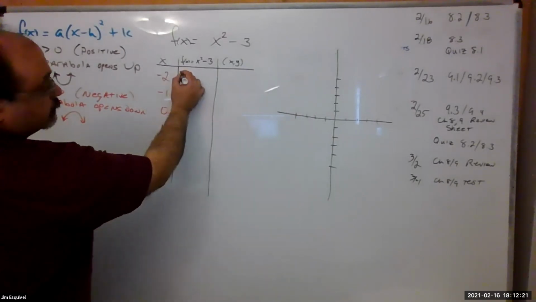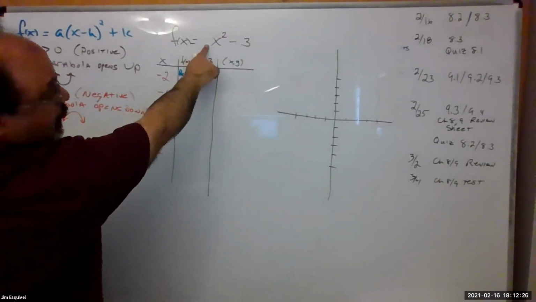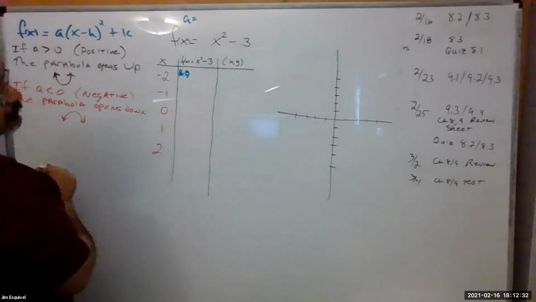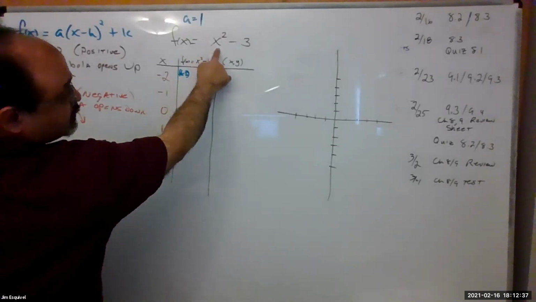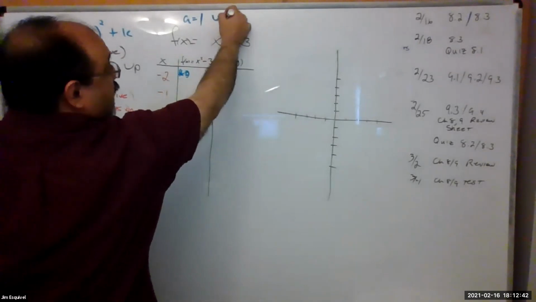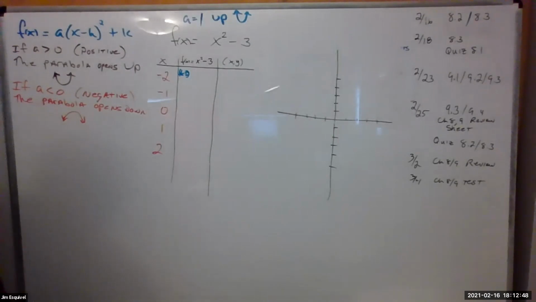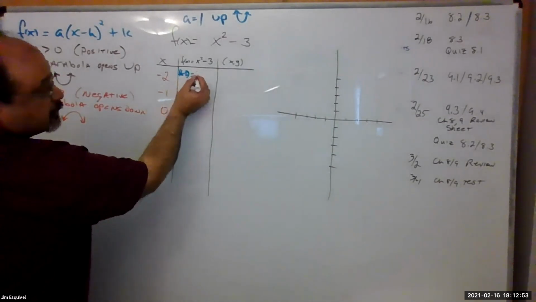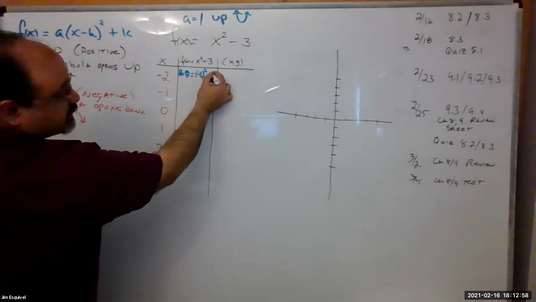So f(-2). First of all, what is the a in front of the x squared? What is the a in there right now? Regular 1, a +1. It's 1 times x squared. So since it's a +1, you know it's going to open up. We plug in -2, so you get (-2)² - 3.